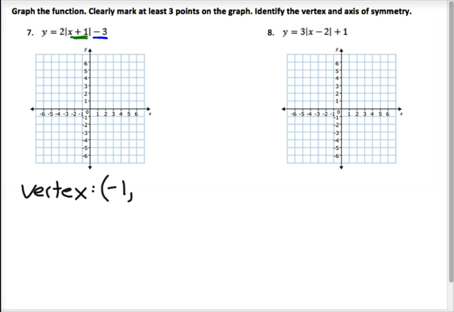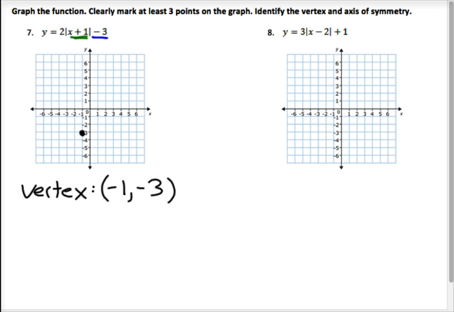And then that down 3 motion, that -3 at the end, acts just like we would expect it to. So that is where my vertex is going to lie. It's going to lie at -1, -3. And this is why it's important to understand transformations, because if you don't understand transformations, you wouldn't be able to properly find that vertex.